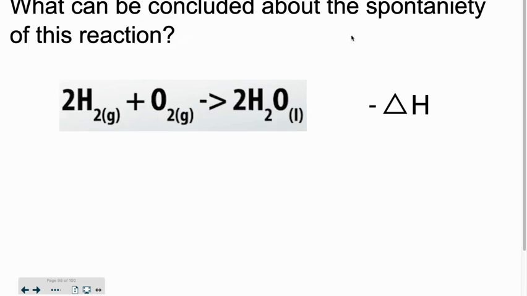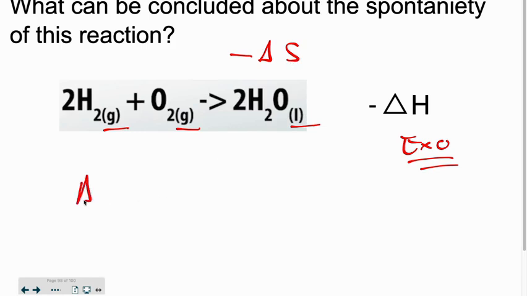All right, so what can we conclude about the spontaneity of this reaction? I'm taking a look at this reaction. This is exothermic. We know that's favored for spontaneity. Here, I'm taking a look at my entropy, and you can see here that I'm going from 3 moles of gas to 2 moles of water. So what I'm doing here is decreasing my entropy, which means my delta S is negative.